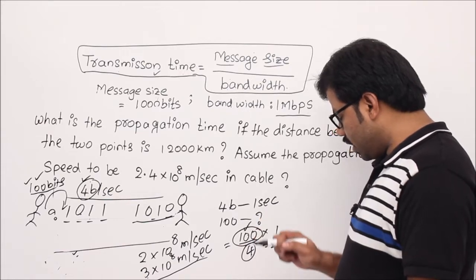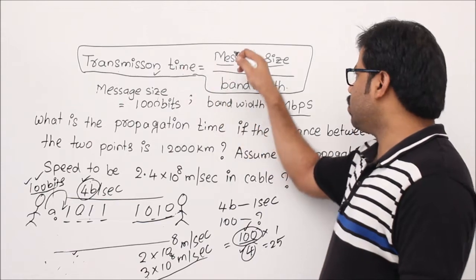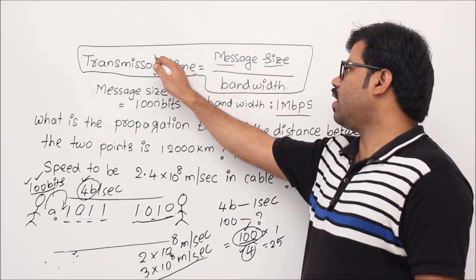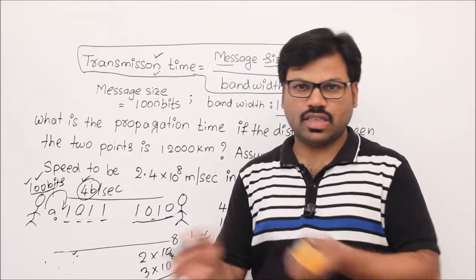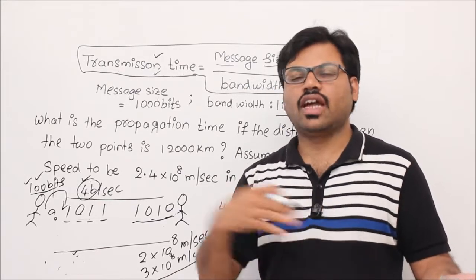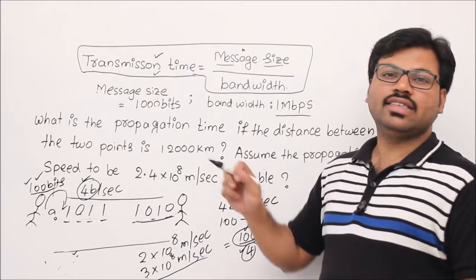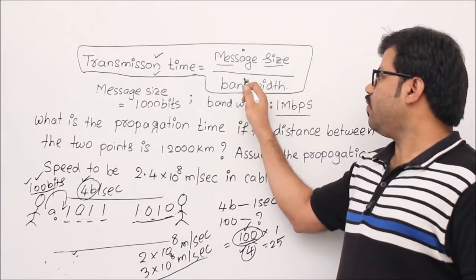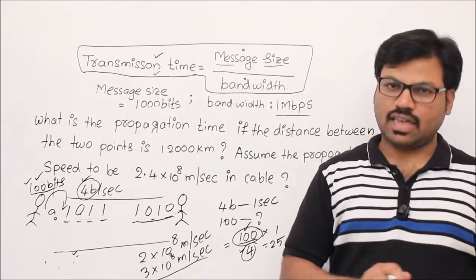100 is nothing but your message size. 4 is nothing but your bandwidth. So from now onwards, if you divide message size by bandwidth, you get transmission time. At any point, if you want to know the transmission time of a message, there is a transmitter which is transmitting, and you know the message size at the transmitter and you know the bandwidth of that line, then definitely we can calculate the transmission time.